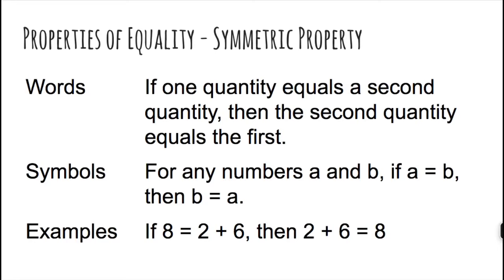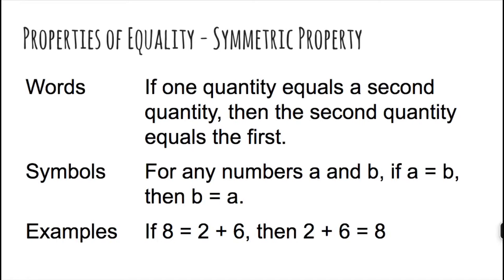That property is the symmetric property. The symmetric property says that if one quantity equals a second quantity, then the second quantity equals the first. So in symbols, we have if A equals B, then B equals A. Also, if 8 equals 2 plus 6, then 2 plus 6 equals 8. And we could also just flip around the 2 plus 6 and say 2 plus 6 equals 6 plus 2. So that's the symmetric property.